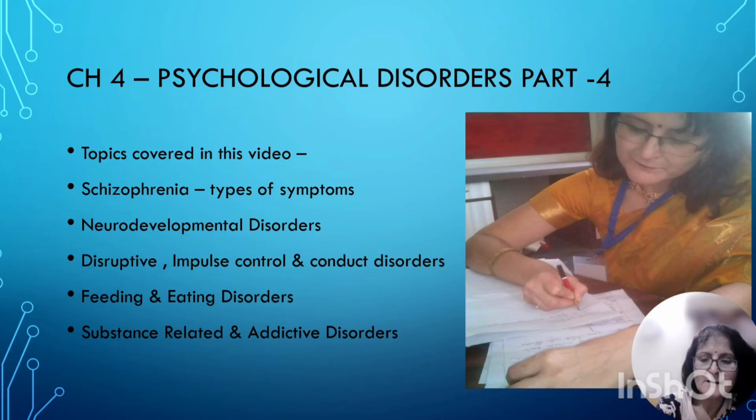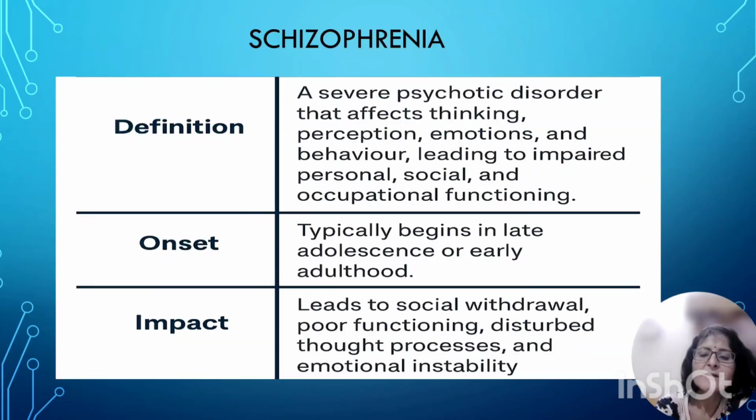And today in this class, let's continue and finish the chapter Psychological Disorders. In this particular video, I'm going to cover the following disorders: schizophrenia, neurodevelopmental disorders, disruptive impulse control and conduct disorders, feeding and eating disorders, substance-related and addictive disorders. So let's start. Okay, so first let's start with schizophrenia.